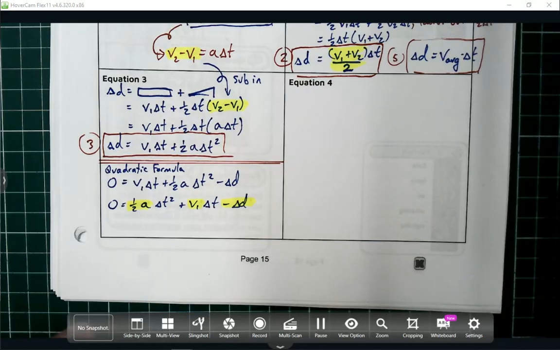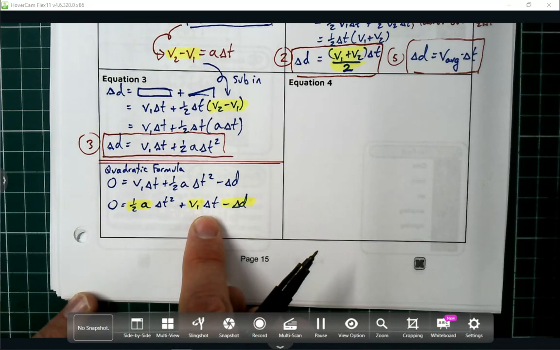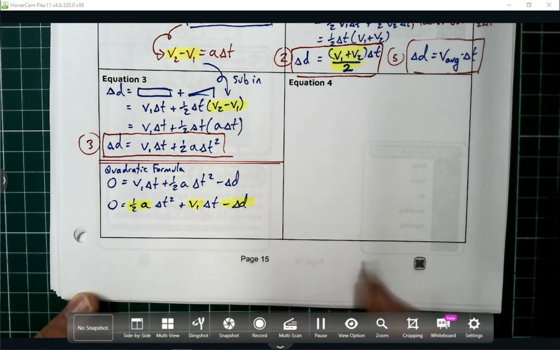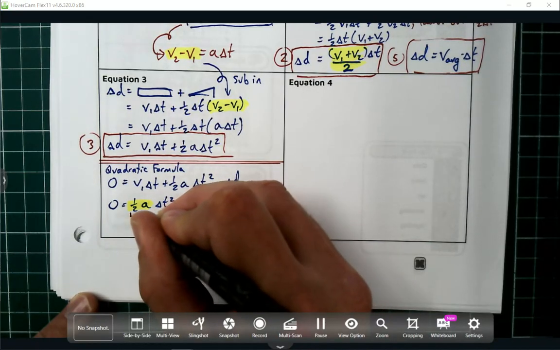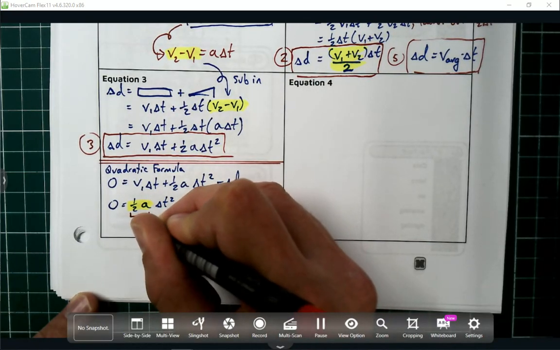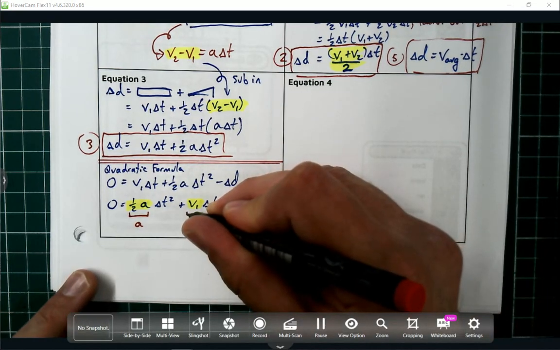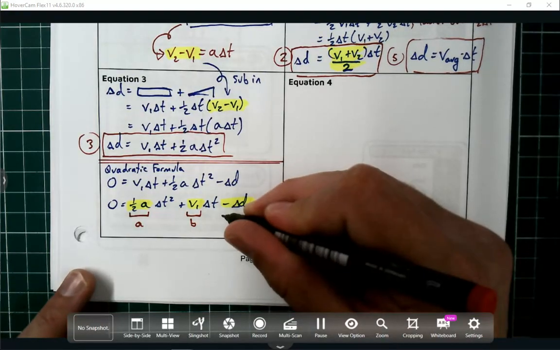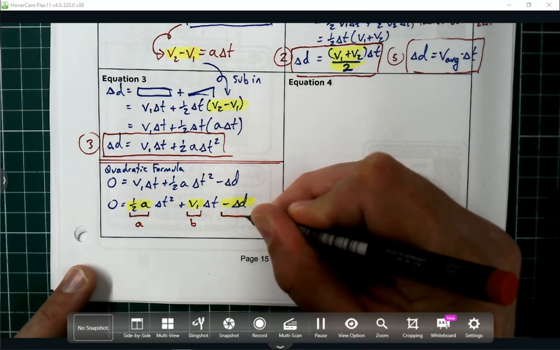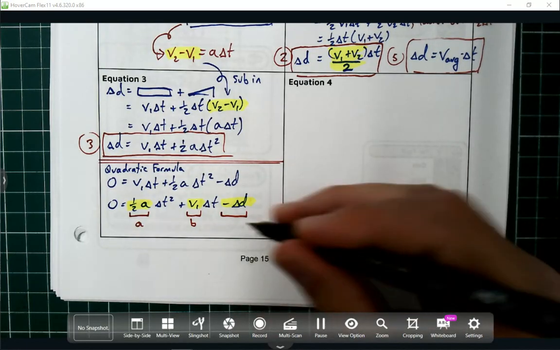And if I remember back to the good old days of quadratics, I know that it was ax squared plus bx plus c. And if I label this, I know it's A for acceleration, but 1/2 A for acceleration is actually the a coefficient from the quadratic formula. V1 is the b coefficient from the quadratic formula. And the whole thing, whatever negative of delta d is, including the negative sign, is the c coefficient from the quadratic formula.